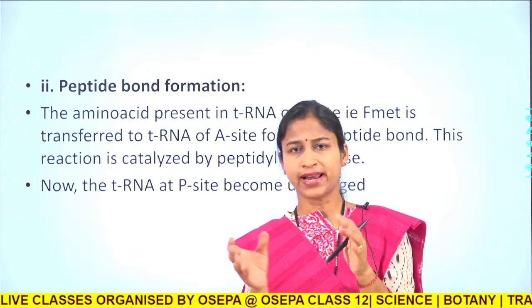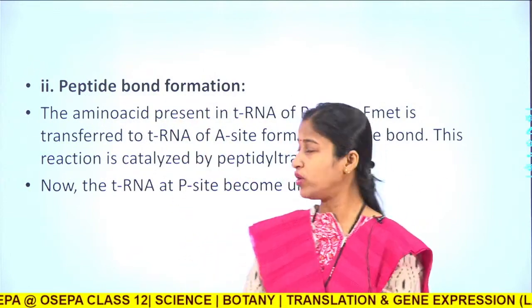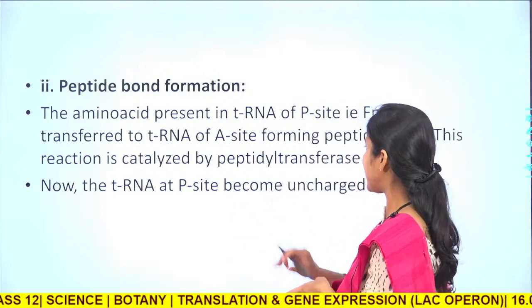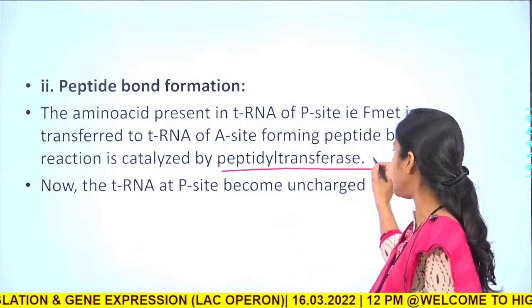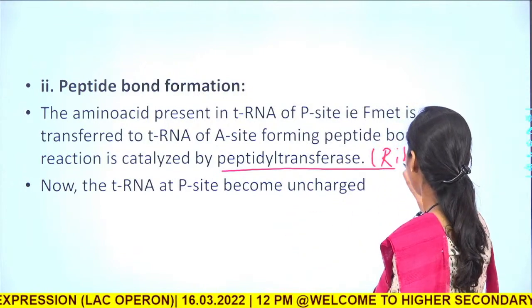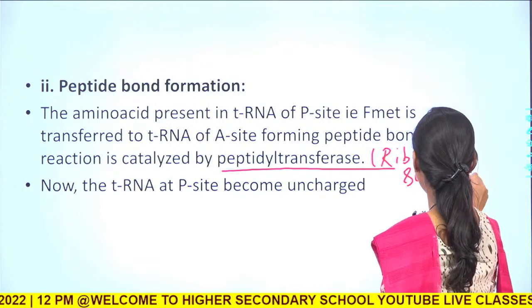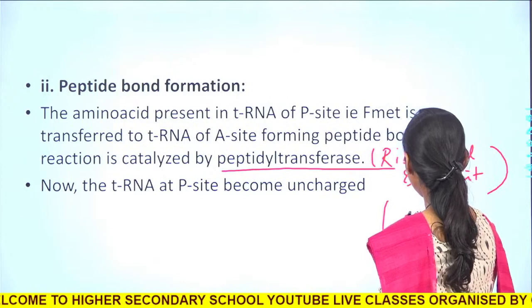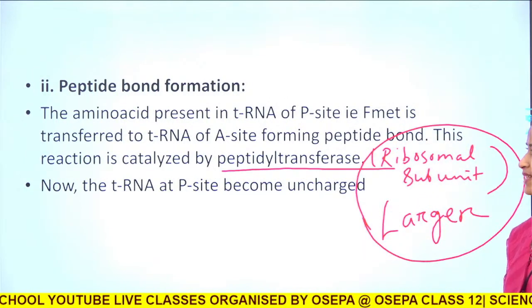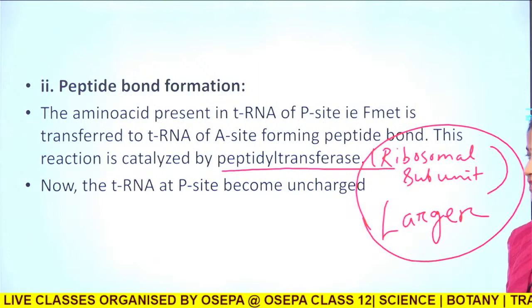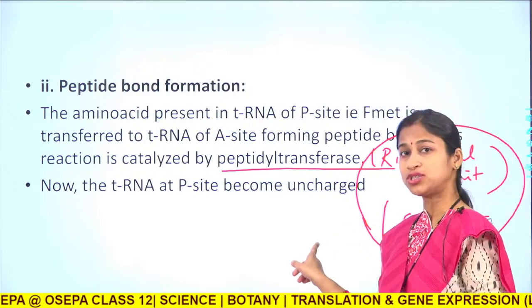Once they are positioned, in the first P site we have methionine, and at the second we may have any amino acid. There will be formation of a peptide bond between these two, and it is catalyzed by the peptidyl transferase enzymatic activity which is present in the ribosomal subunit. And which ribosomal subunit? This is the larger ribosomal subunit. So this catalyzes the peptidyl transferase activity. Now the tRNA at the P site becomes uncharged.